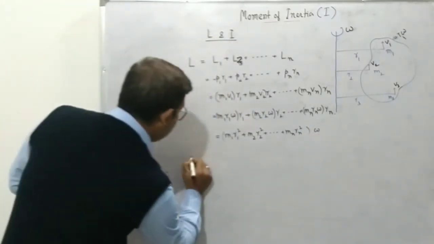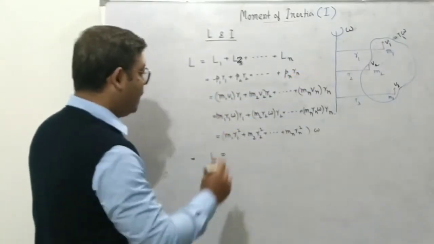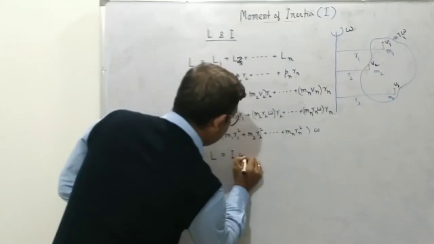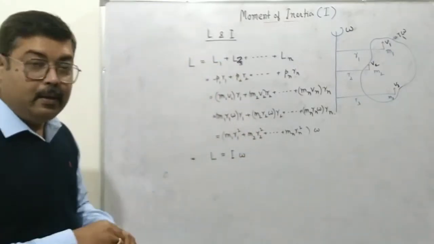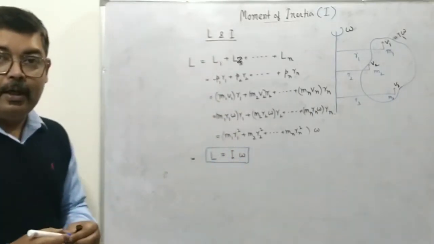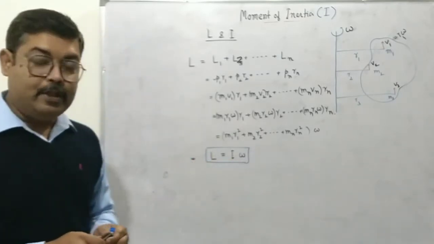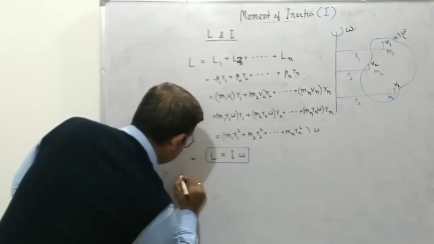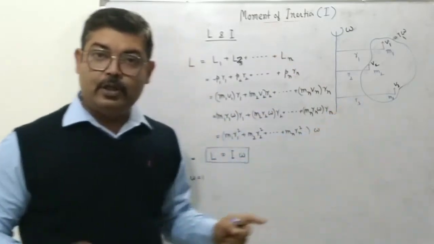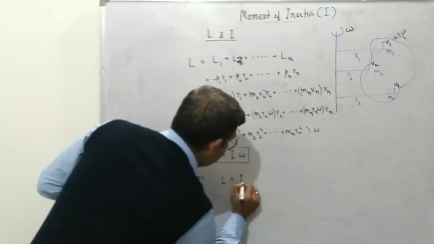Or in other words, we can say that L, the net angular momentum of the rotating body about the given axis, is equal to the moment of inertia of the body about the axis multiplied by omega. Okay, so this is another important relationship between moment of inertia and angular momentum. Now if we consider, like the previous case, omega equal to 1, that is the angular velocity of rotation is 1 radian per second, then L becomes equal to I.